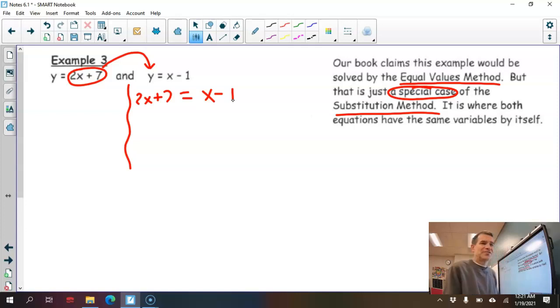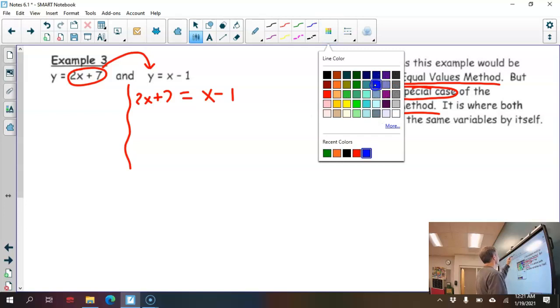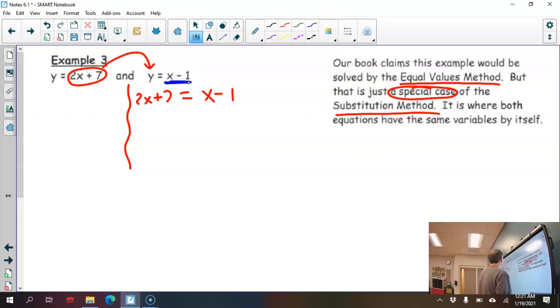Now, our book calls this the equal values method. It says that because this is equal to y and this is equal to y, these two amounts have equal values. So you can set them equal to each other like we did here. And that's true. They are equal to each other because they both equal y. I just don't think you need to call it a new name. It's still just substitution.